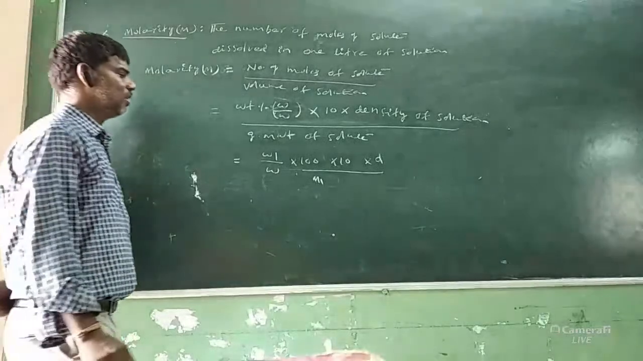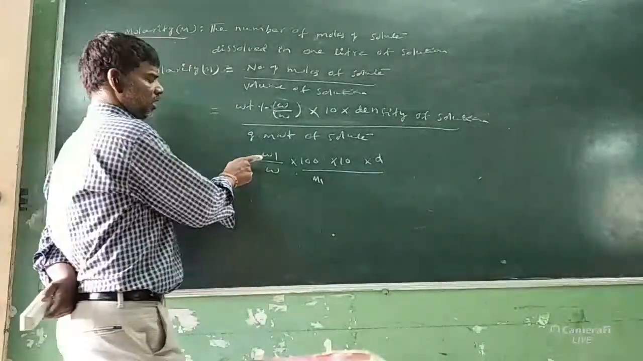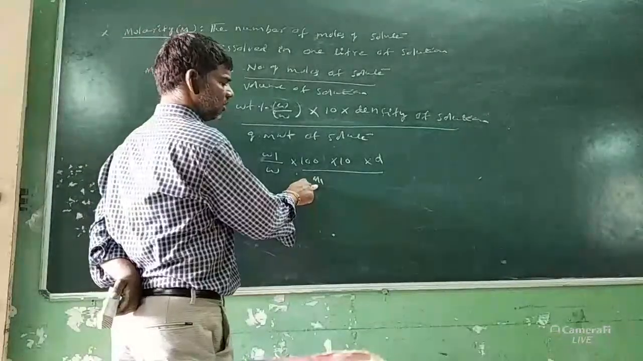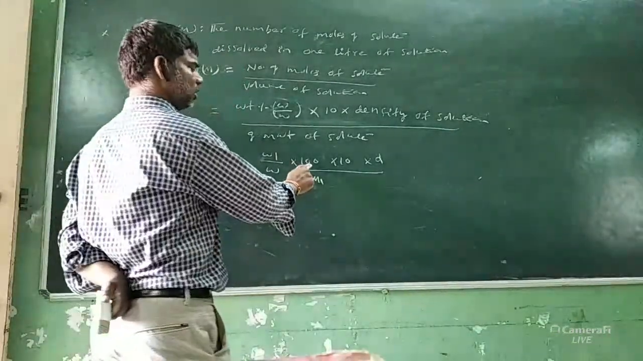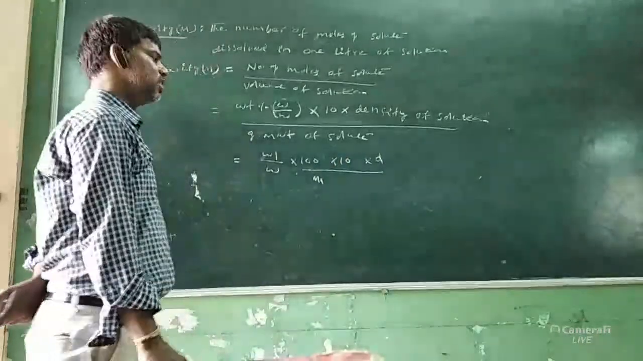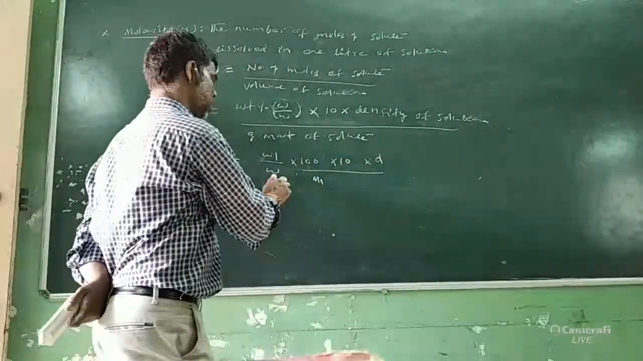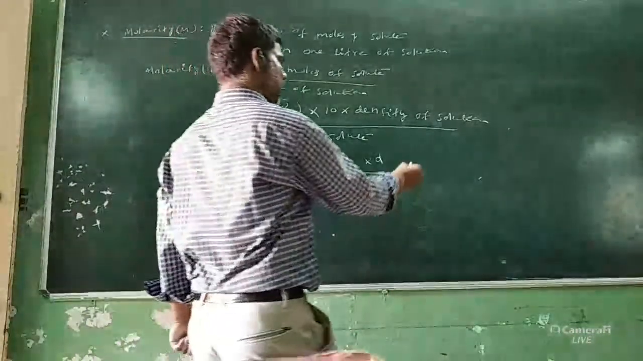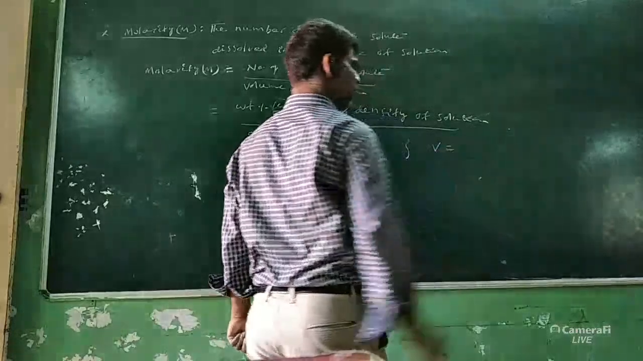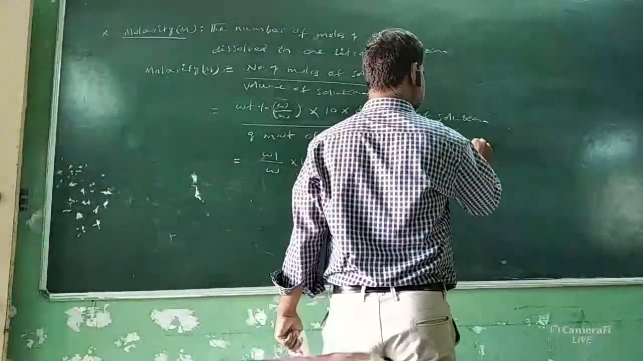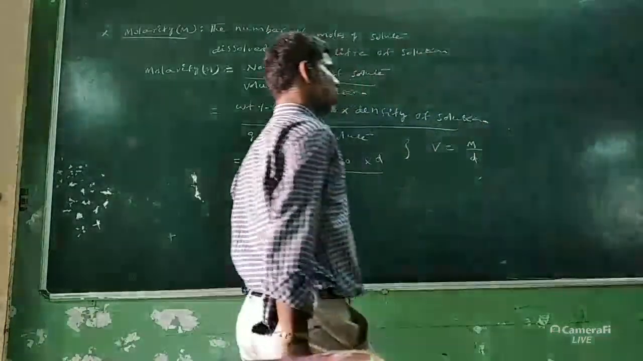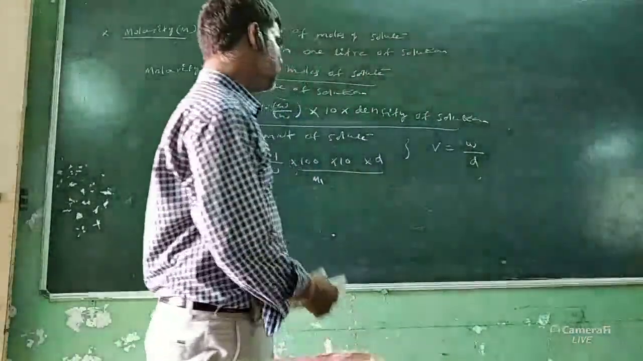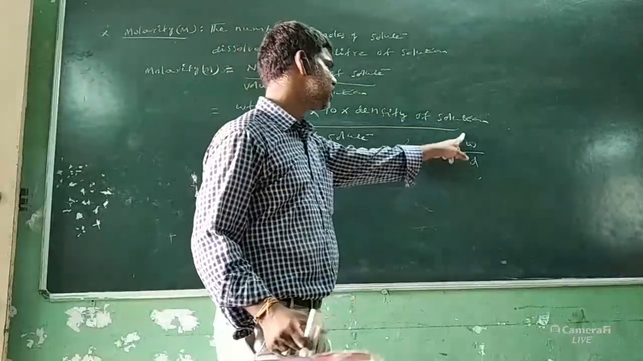So remember that here W1 is nothing but the weight of solute and M1 is the gram molecule of solute, and 100 into 10 to the 1000, and we have a density. Here W is the mass of solution. You remember that volume is equal to mass by density. So in the place of volume we can take it as W by D.